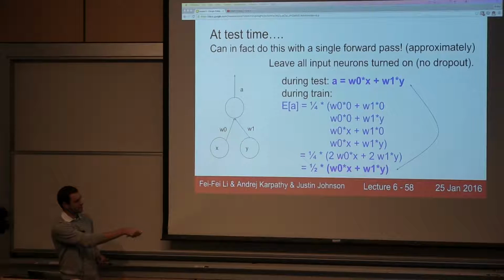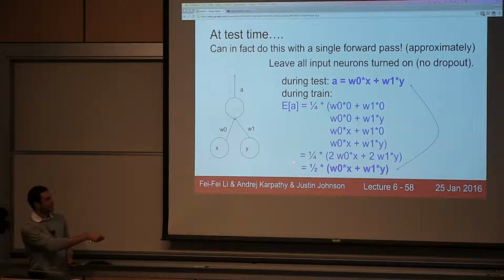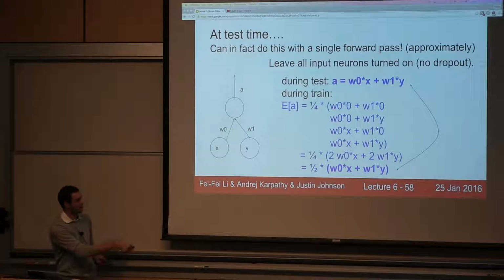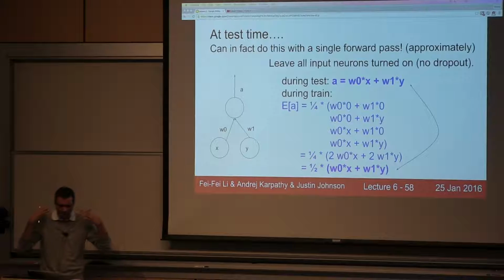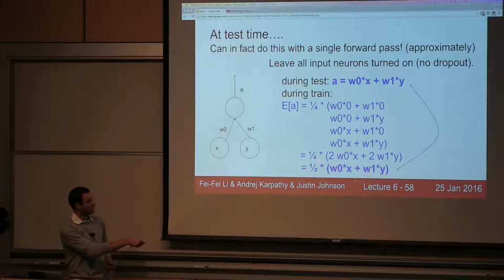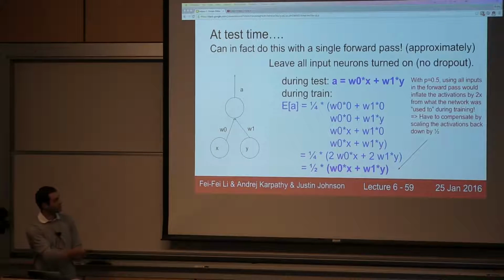And if you actually crunch through this math, you'll see that when you reduce it, you end up with 1/2 of W0 times X plus W1 times Y. So in expectation at training time, the output of this neuron was actually 1/2 of what it is at test time. Okay? And so when you want to use all the neurons at test time, you have to compensate for this additional 1/2. And that 1/2, by the way, is coming from the fact that we've dropped units with probability of 1/2. And so that's why this ends up being 1/2. And so with probability 0.5, all inputs in a forward pass.